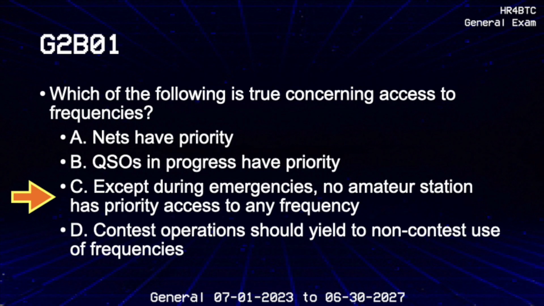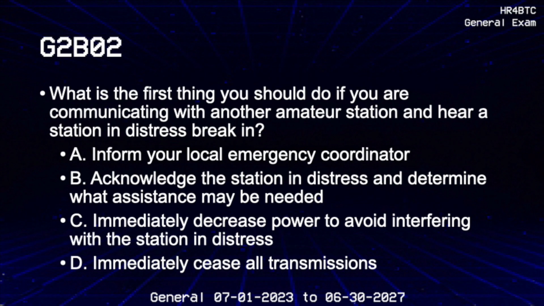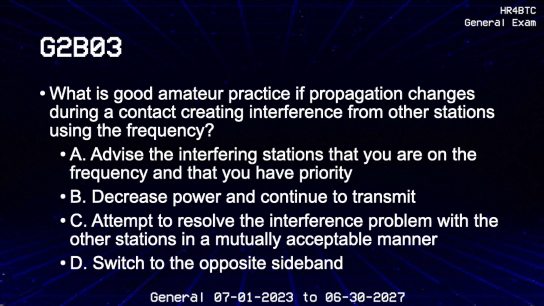Except during emergencies, no amateur station has priority access to any frequency. What is the first thing you should do if you are communicating with another amateur station and hear a station in distress break in? Acknowledge the station in distress and determine what assistance may be needed. What is good amateur practice if propagation changes during a contact, creating interference from other stations using the frequency? Attempt to resolve the interference problem with the other stations in a mutually acceptable manner.